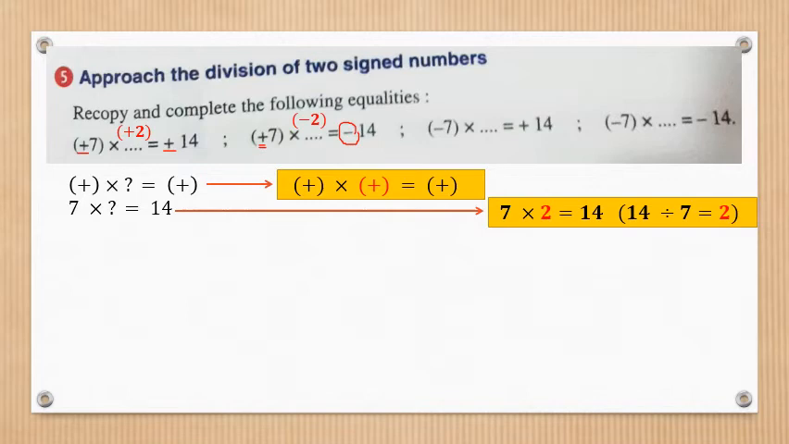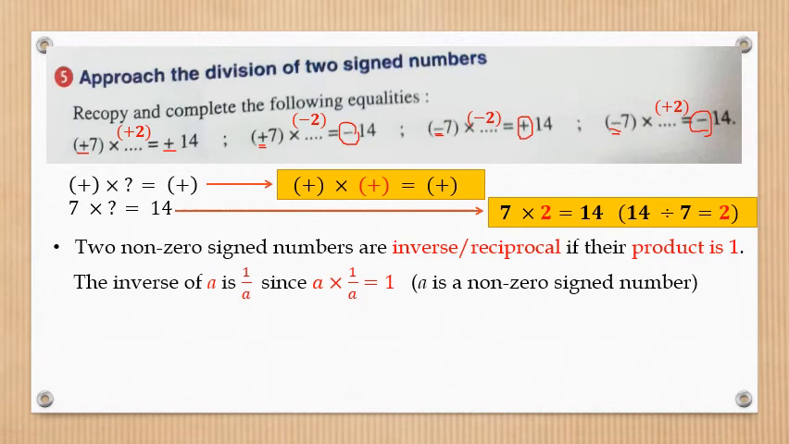Now, third example. Minus 7 times how much equals plus 14? The answer is positive, so they should have the same sign. One of them is negative, so the other should definitely be negative. And 7 times 2 is 14. The last one, we have a negative result, so the factors have opposite signs. One of them is negative, so the missing number here should be positive. And 7 times how much equals 14? 7 times 2 equals 14.